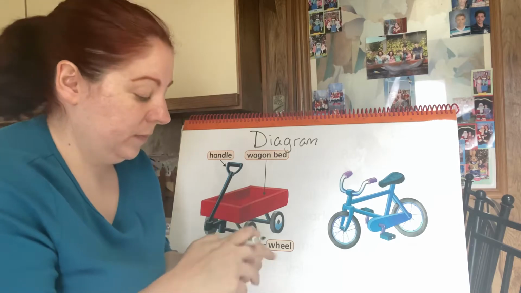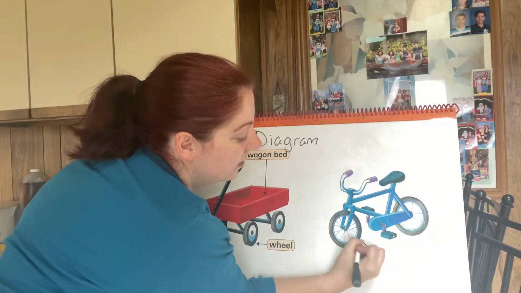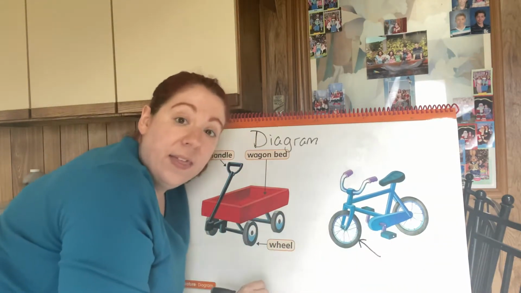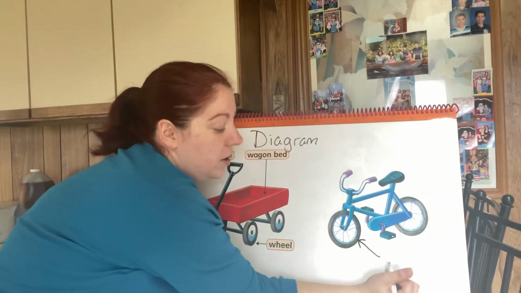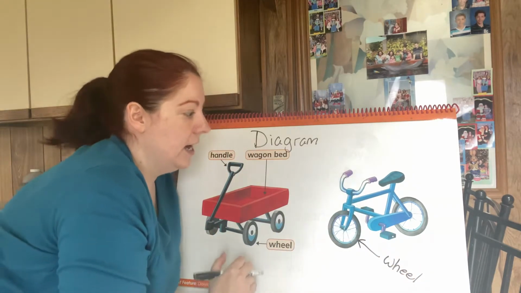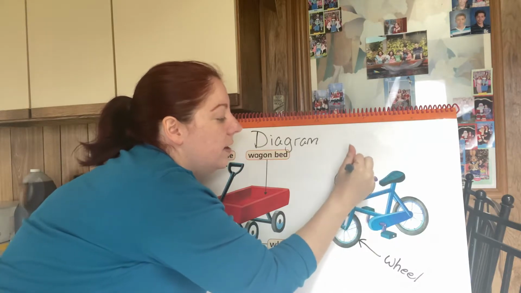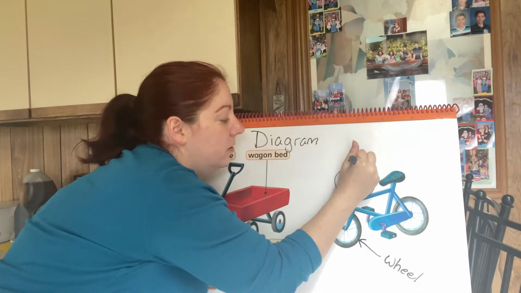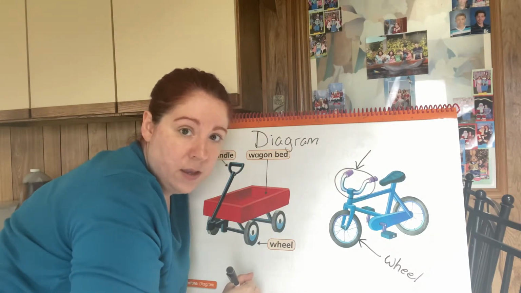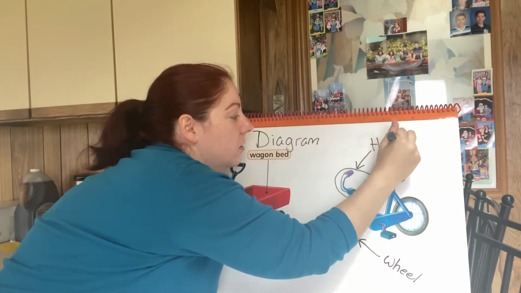So I'm gonna start. I'm gonna draw an arrow right here. What would you say this is? And that? We would call those the wheel, okay? How about this part right here? I'm gonna draw a circle around it, and I'm gonna draw another arrow. What would we call those on a bicycle? We would call those the handlebar.